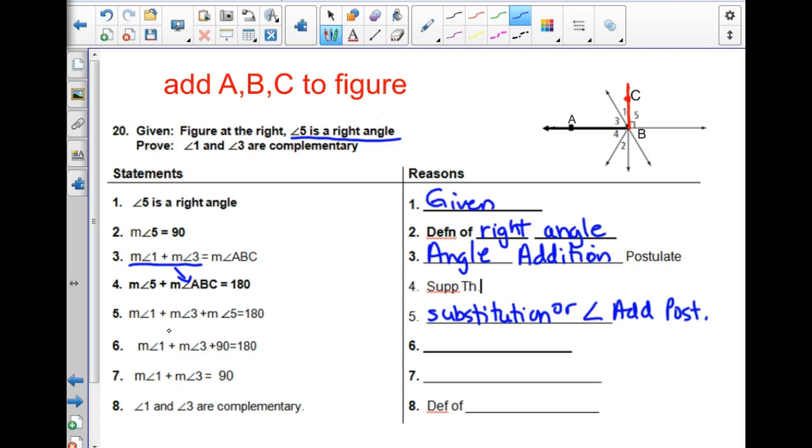Now, this one is taking line 2, you see it? And putting in 90 for angle 5. That's definitely a substitution.